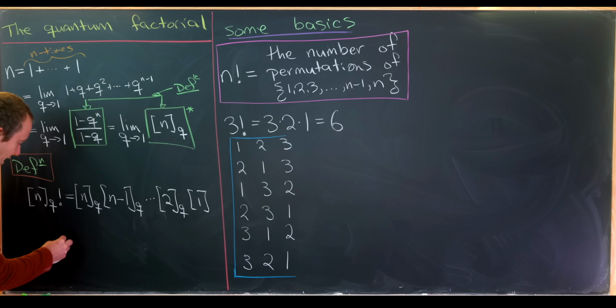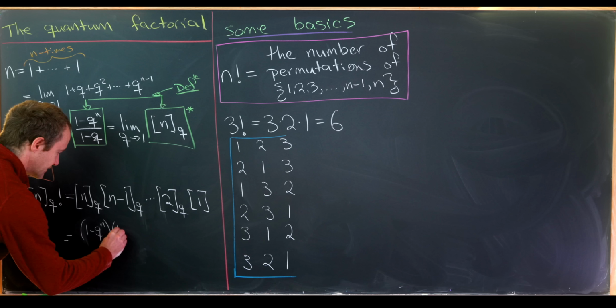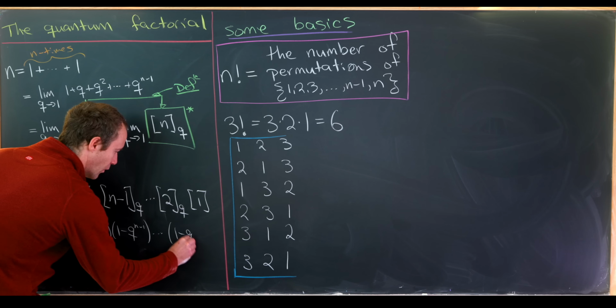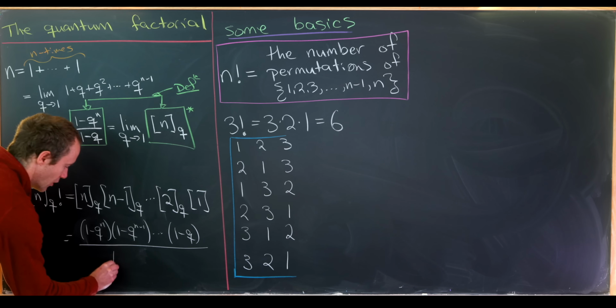Now we could expand this out if we wanted to. So this will be 1 minus q to the n times 1 minus q to the n minus 1, all the way down 1 minus q. And this is occurring over 1 minus q, all of that to the n power. So that follows very, very quickly from this green boxed definition that we constructed.